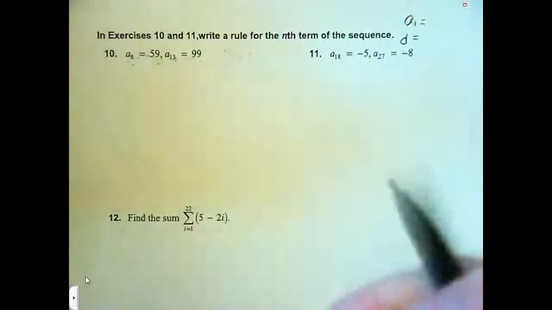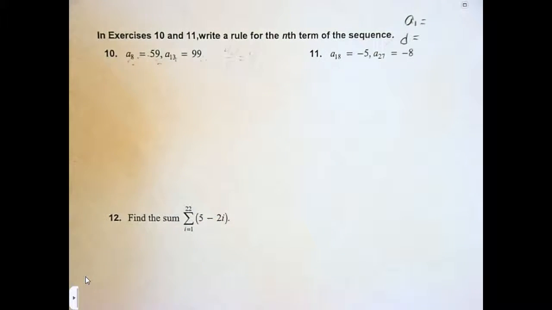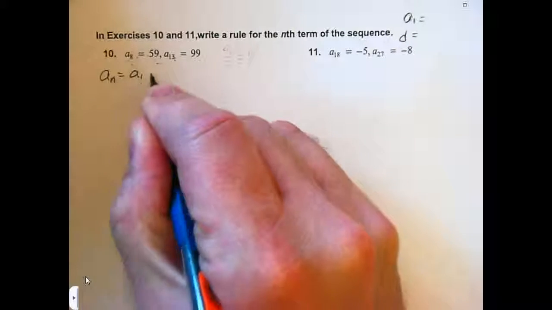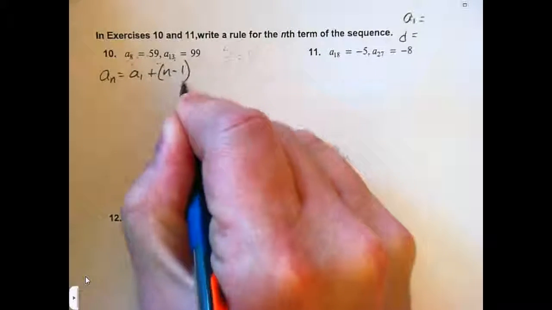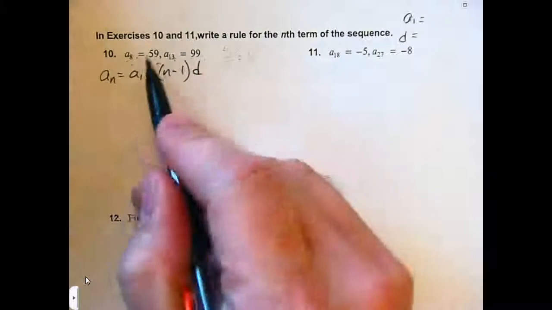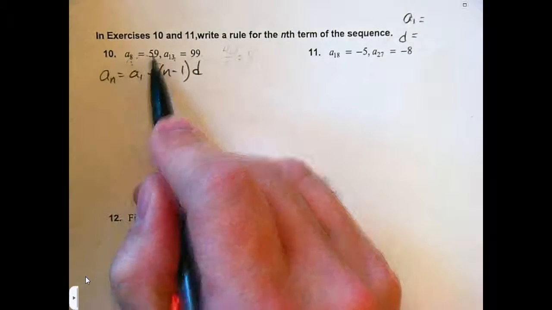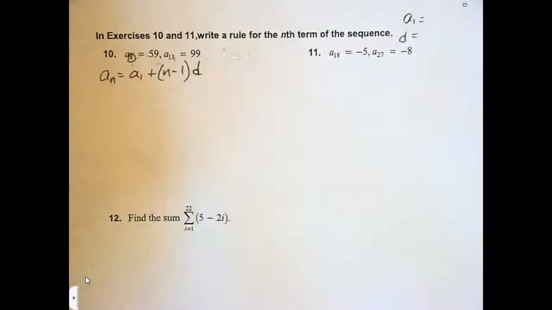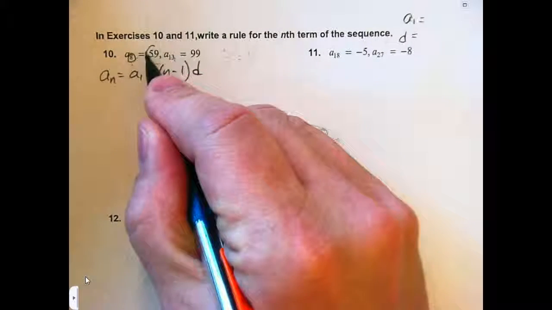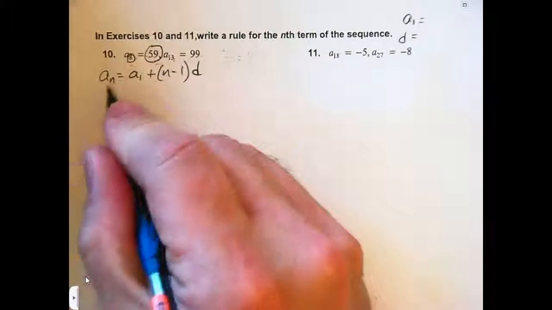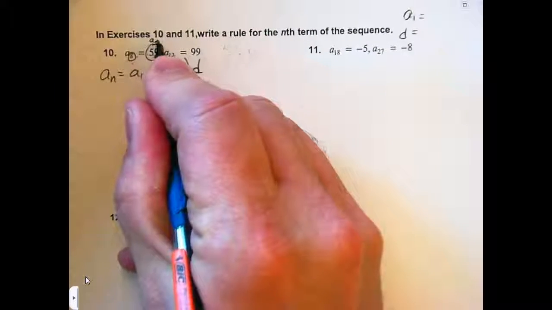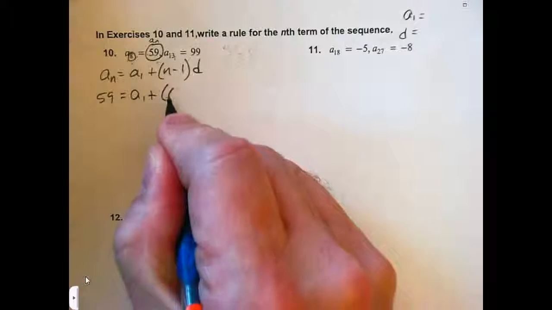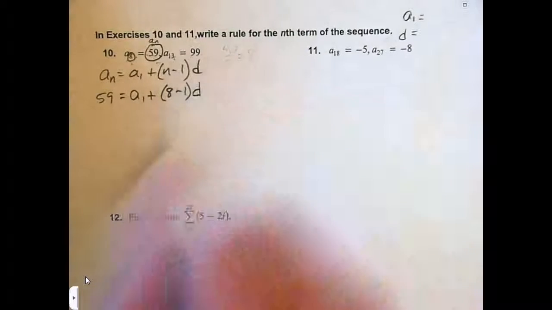I want to go through a bit of a different process. I want to go ahead and plug these in. We're going to make a system out of them. Okay, so we know that a sub n is equal to a sub 1 plus n minus 1 times d. They give us a value. They say a sub 8 is equal to 59. That means n here is what? 8. And what's this? That's a sub n. So we could rewrite this. So 59 is equal to a sub 1 plus 8 minus 1 times d.